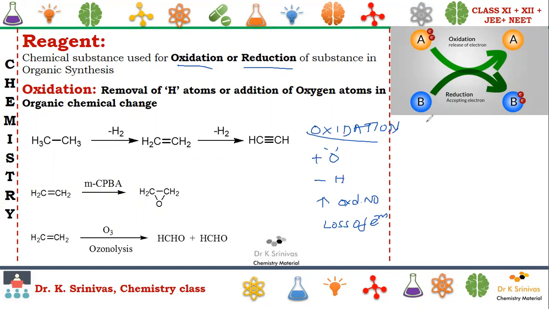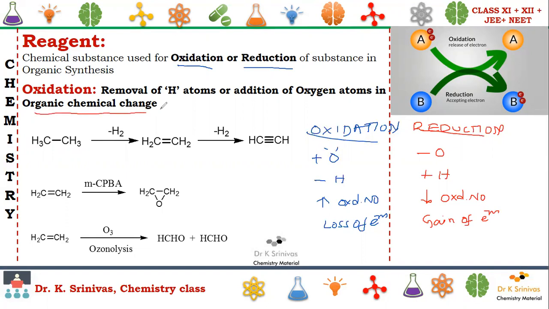Now, if you go for reduction, what is reduction? Reduction is quite opposite to this process. That is nothing but removal of oxygen, addition of hydrogen, decrease in oxidation number or state, or gain of electrons. That is the reduction process. So whenever we are discussing organic chemical change, we are only considering oxygen and hydrogen. Now let us try to understand that.